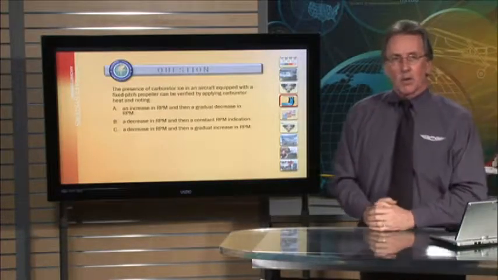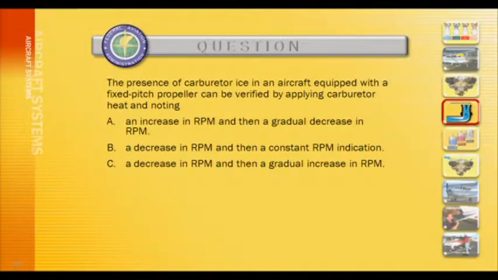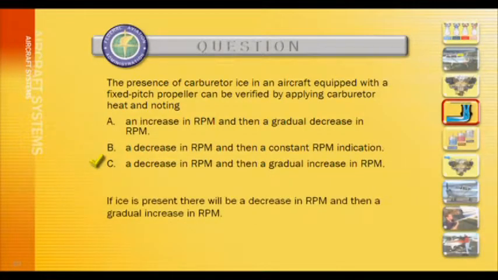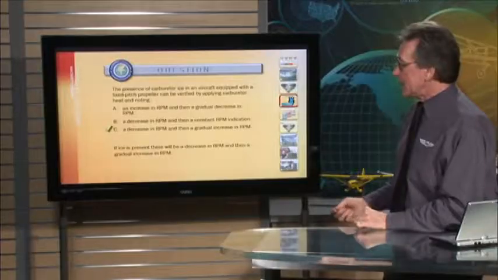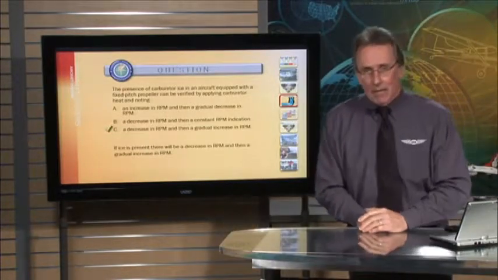Okay, you have your answer? I'll pose the question again. The presence of carburetor ice in an aircraft equipped with a fixed-pitch propeller can be verified by applying carburetor heat and noting C, a decrease in RPM and then a gradual increase in RPM. Once again, if ice is present, there will be a decrease in RPM and then a gradual increase in RPM.